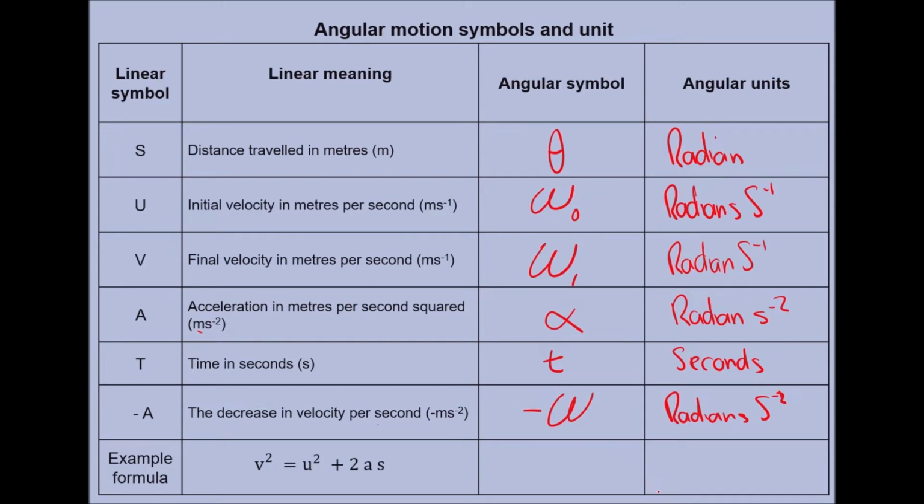second. Okay, so as you can see, our SUVAT formula here, we've got v squared equals u squared plus 2as. If we apply that to our rotational or angular motion, what that actually looks like is final velocity squared equals initial velocity squared plus 2 times the acceleration times the distance. So it's the same formula, but we're using different symbols because there are different types of motion taking place.